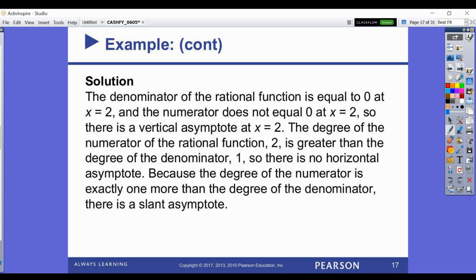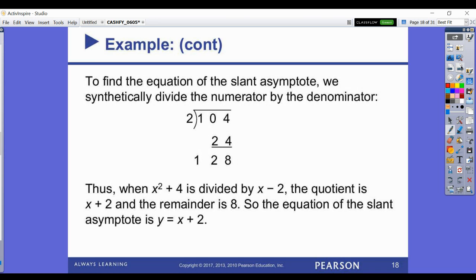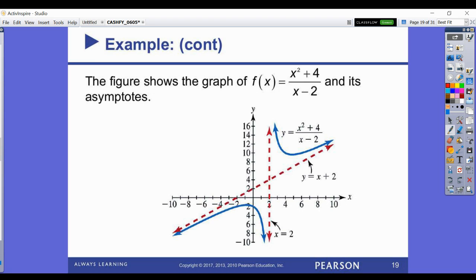These are the solutions from the computer. If you want to read them, you can pause this and see what they did. But the answers are right here. So we've got a vertical asymptote at x equals 2 and a slant asymptote at y equals x plus 2.